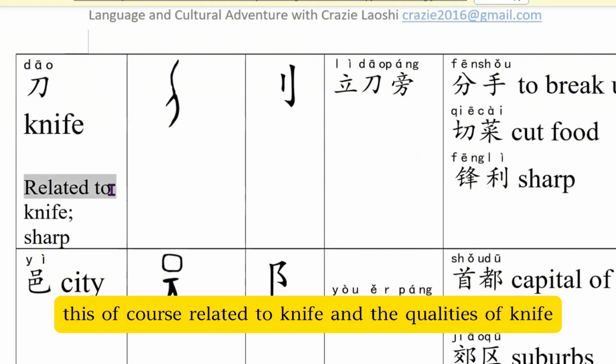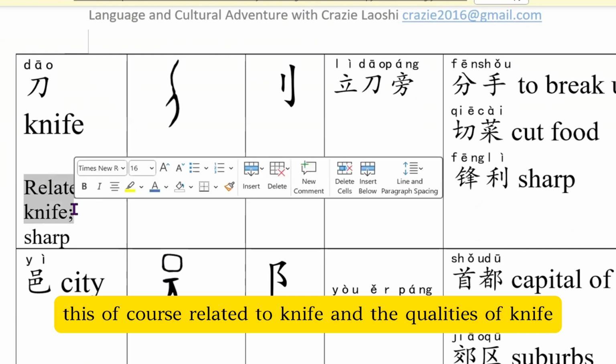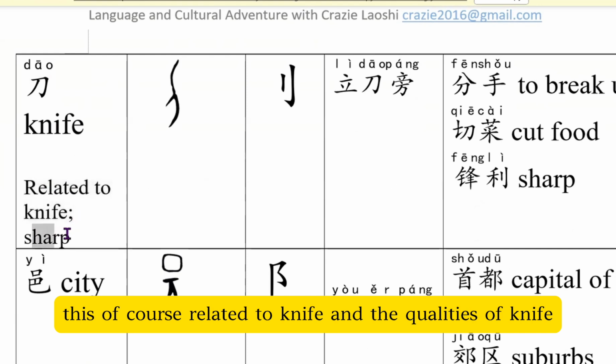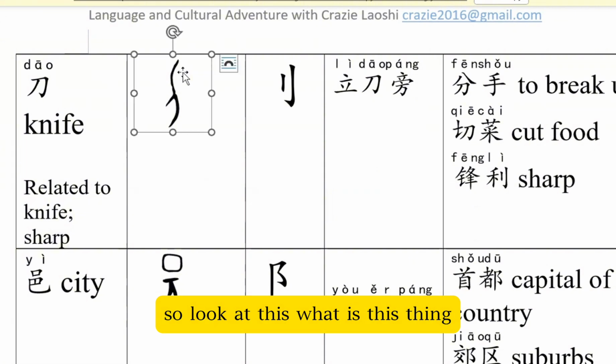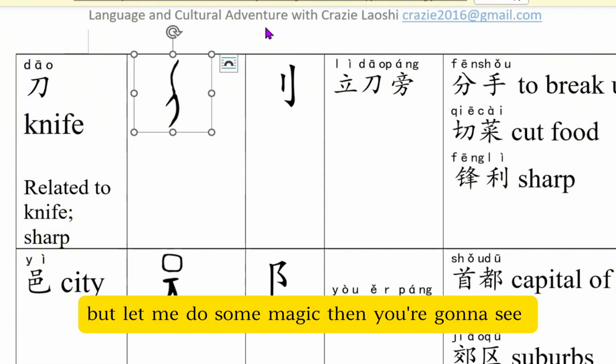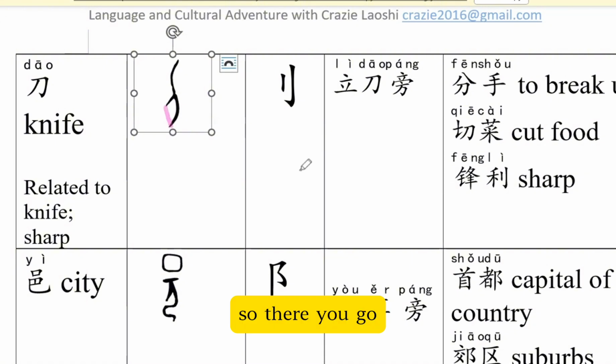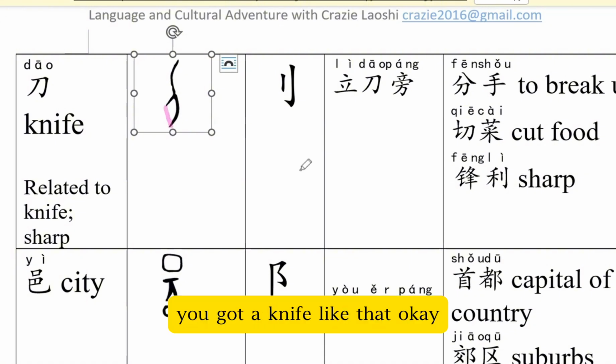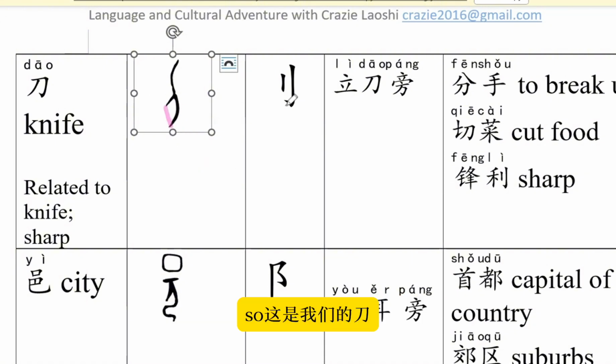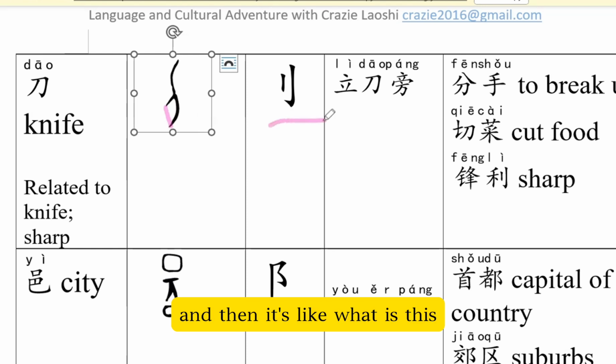So this of course related to knives and the qualities of knife. Okay, so look at this. What is this thing? It looks like a little person. Okay, but let me do some magic. And then you're gonna see it indeed looks like a knife. Okay. So there you go. You got a knife like that. Okay. So 这是我们的刀刀.